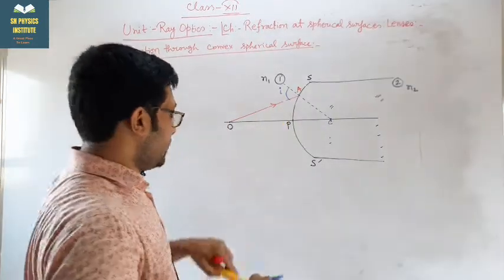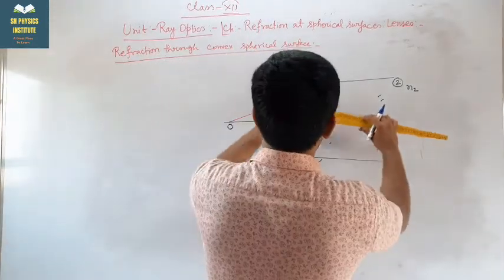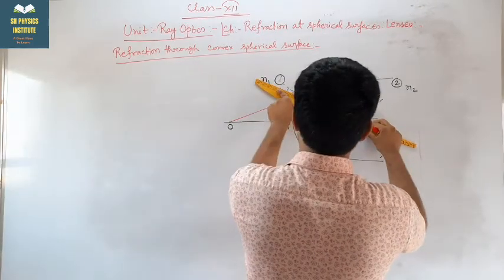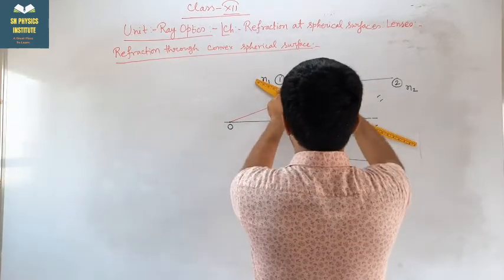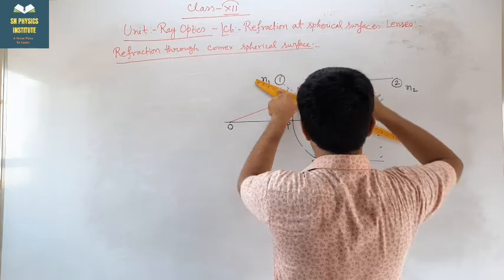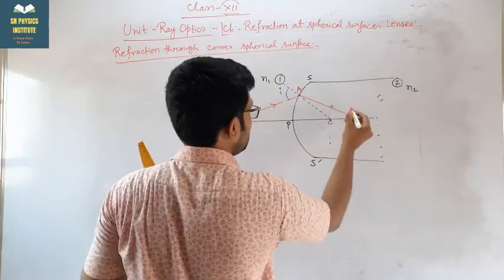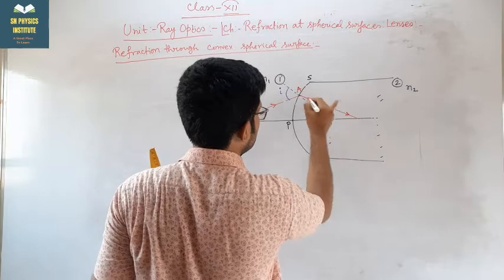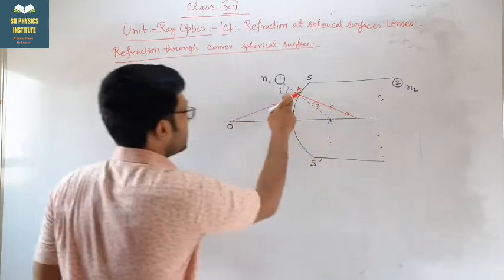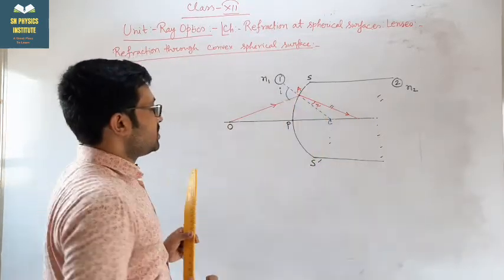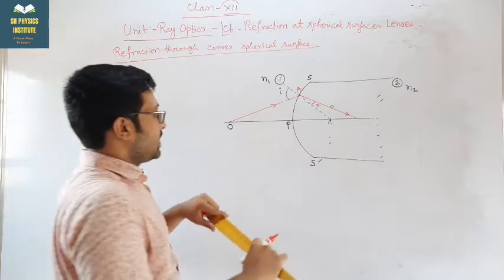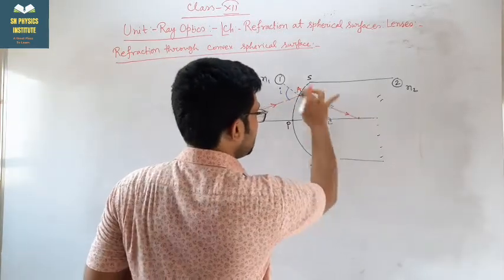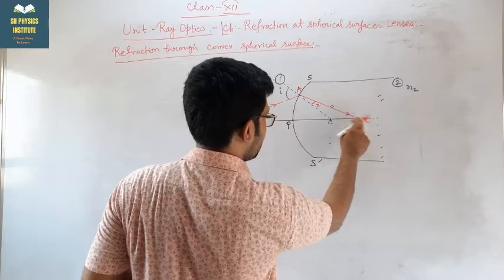Same way, after refraction, from this point A, if I draw the refracted ray, this is the angle of refraction, and this is the angle of incidence. Now this is one ray I have drawn, and this point is where it intersects the principal axis.